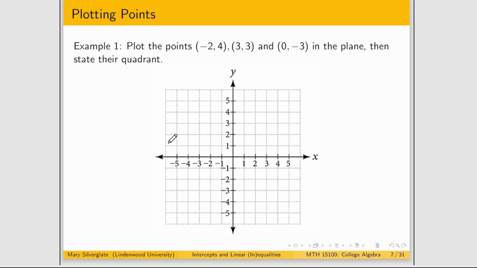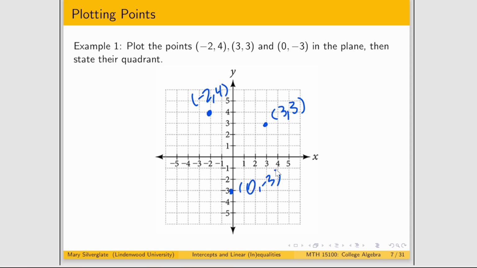Welcome back. Let's go ahead and plot these points together. So for the point (-2, 4), that means I move left 2 on the x's and then up 4 on the y's. For (3, 3), that means I move right 3 and then up 3. And then for the point (0, -3), don't get thrown off by the 0. That just means I'm not moving left and right at all, and I just move down 3.